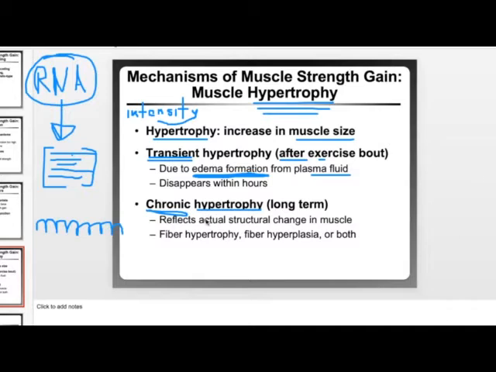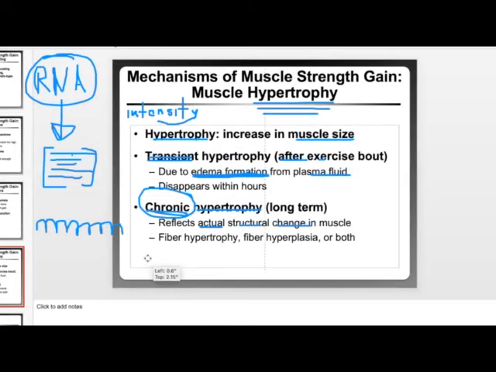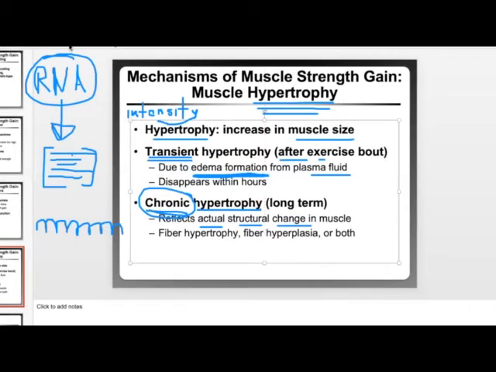In any event, what I want to do when I do my off-season strength training is to manipulate chronic hypertrophy so that I can get actual structural change. And what's going to change? Well, there's going to be an increase in actin and myosin. And that's the number one thing that I'm trying to manipulate. I want to increase actin and myosin. And that's going to lead to fiber hypertrophy.